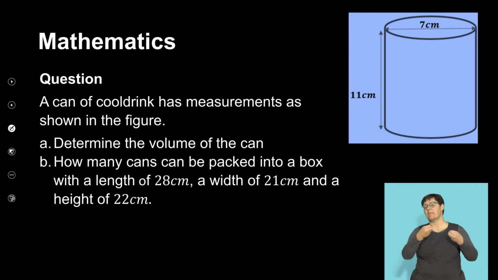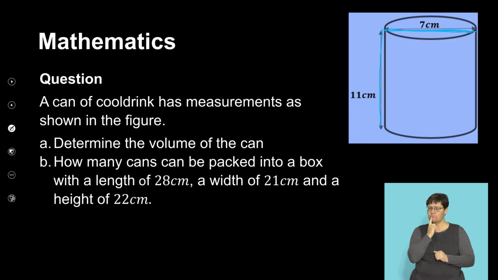So we have been given a can of cool drink. You can imagine whatever cool drink it is. Maybe you have a favorite one, so you can keep that in the back of your heads. And please stay with me and don't get distracted about the thought of a soda. So a can of cool drink has measurements as shown in the figure. So we have 11 centimeters for height, and we have a diameter of 7 centimeters.